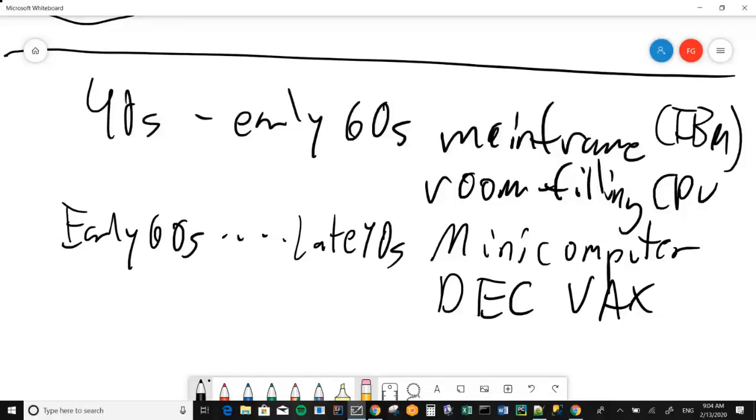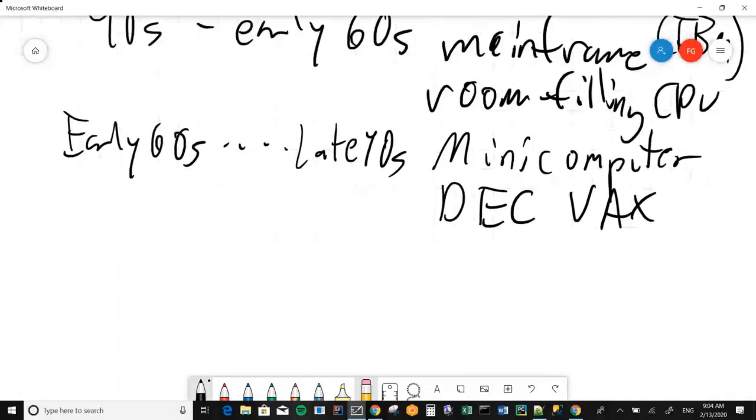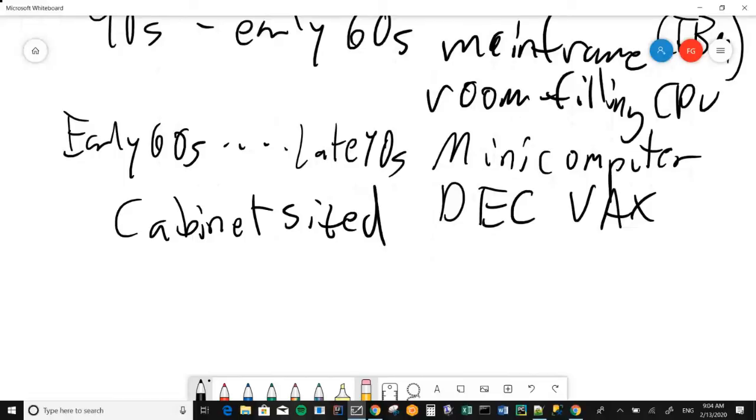The idea of a minicomputer was that it didn't fill a room anymore. It could be something like cabinet sized. You could imagine it taking up a chunk of space on a wall in a room or something like that.